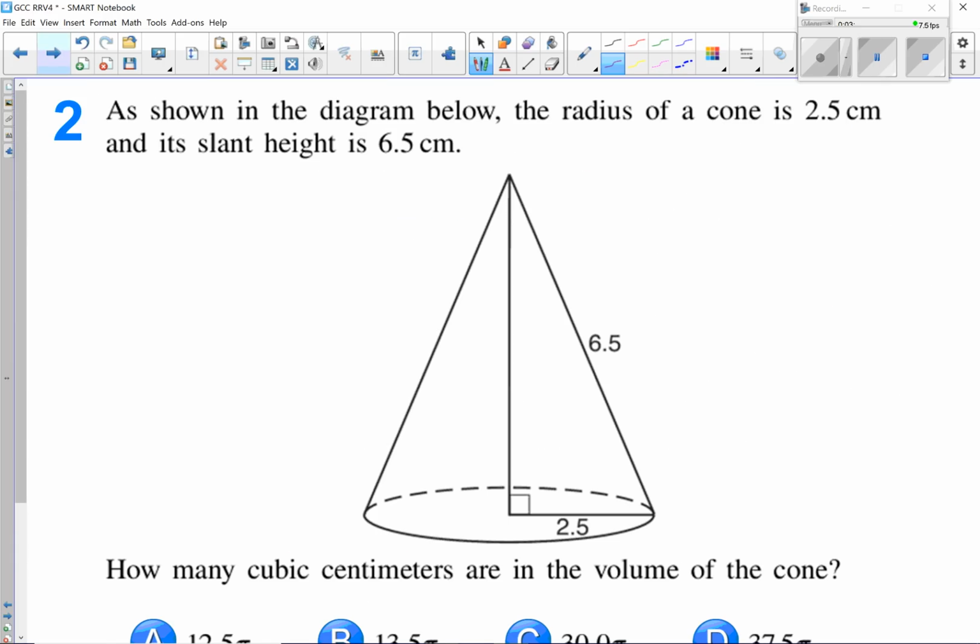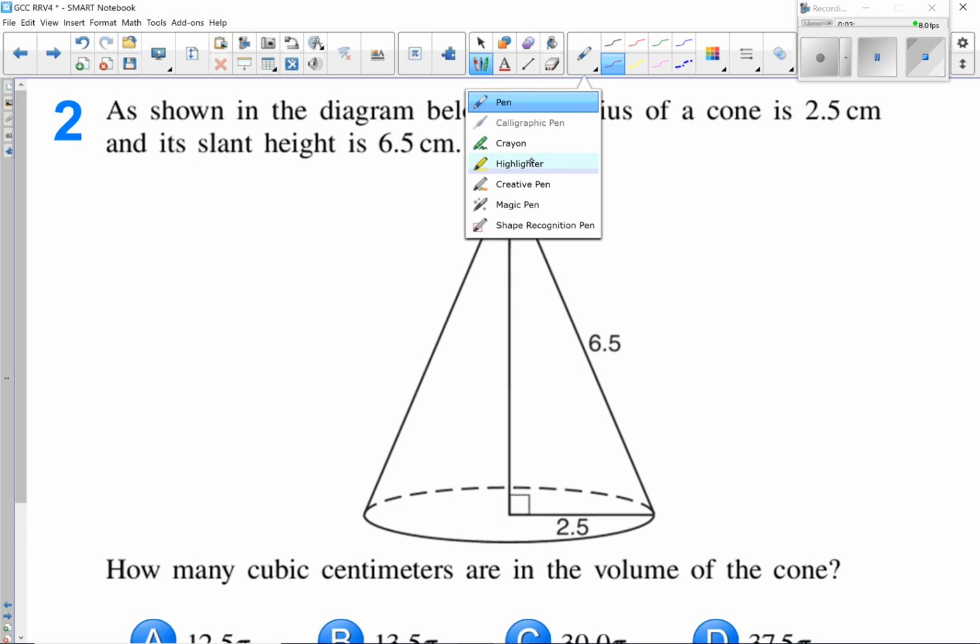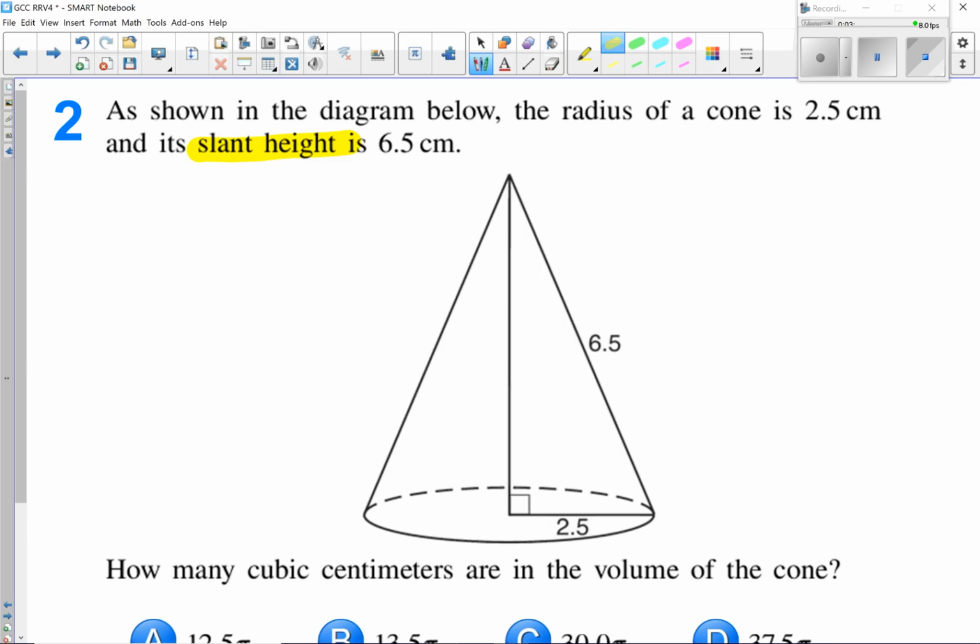All right, next question. We're looking for the volume of this cone, where they tell me the radius of the cone is 2.5 and the slant height is 6.5. So the key phrase here is that we have a slant height. And we notice that it's a slant height because that's the distance from the top along the side.